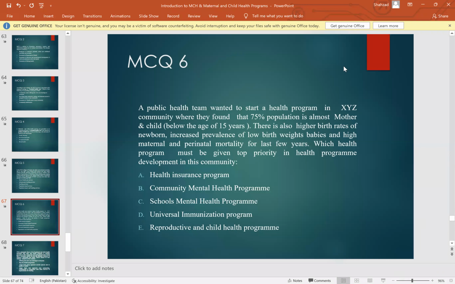A public health team wanted to start a health program in XYZ community where they found that 75% population is almost mother and child below the age of 15. There is also high birth rates of newborn, increased prevalence of low birth weight babies, and high maternal and perinatal mortality for last few years. Which health program must be given top priority in health program development in this community? A, health insurance program, community mental health program, school mental health program, universal immunization program, reproductive and child health program.